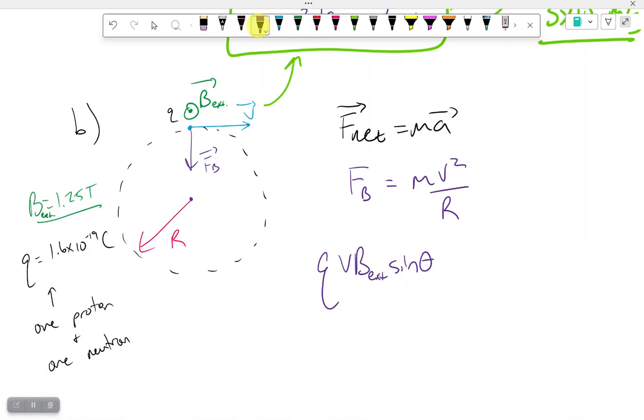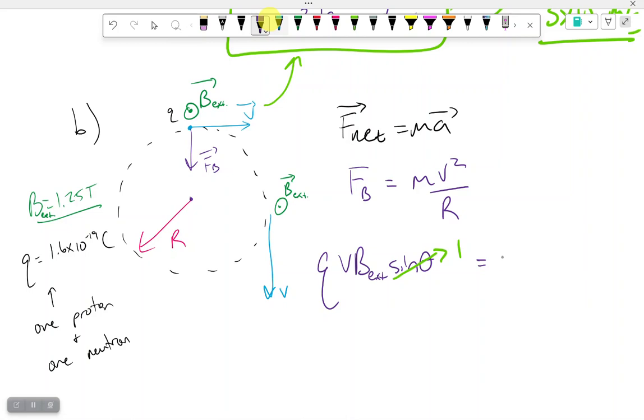And so the angle at any moment, as the velocity changes, let's say the velocity is here now, well, the velocity is pointing down. The external magnetic field would still point out of the page because that's coming from an external source. So it's going to be constant, and there's still 90 degrees. So the angle is always 90, and sine of 90 is just 1.